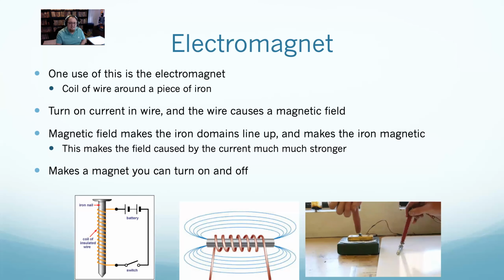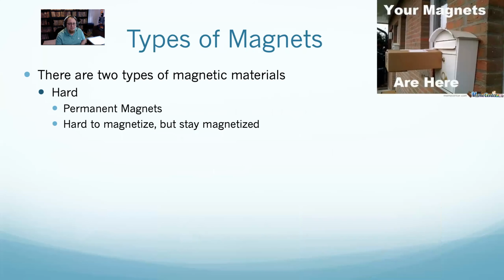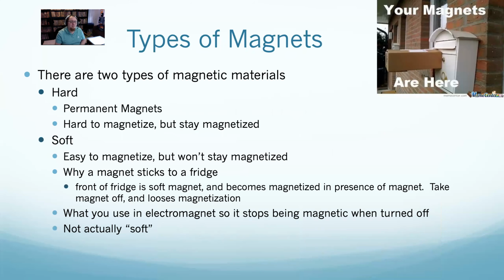Now, I've already kind of said this for non-electromagnets. There's two types, hard and soft. So hard magnets are like these permanent magnets. They're hard to make magnetized. But once they are magnetized, they'll stay magnetized. These guys are not going to stop being magnets anytime soon.